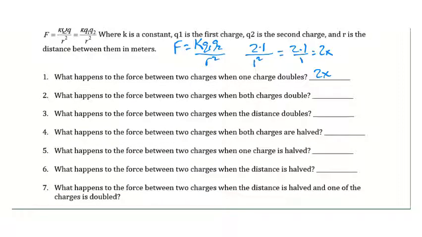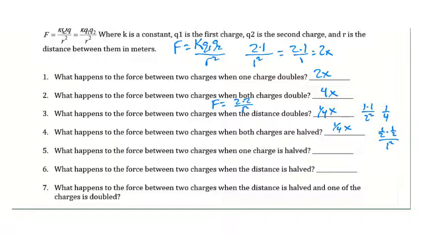So number 2, what happens when both charges double? So both charges double. Charge 1 doubles, charge 2 doubles, distance between them stays the same, 4 times. What happens to the force between 2 charges when the distance doubles? So charge 1 stays the same, charge 2 stays the same, the distance between them doubles. It's going to be 1/4. What happens to the force between two charges when both charges are halved? If the first charge is half, the second charge is half, the distance between them stays the same. That's also going to be 1/4.